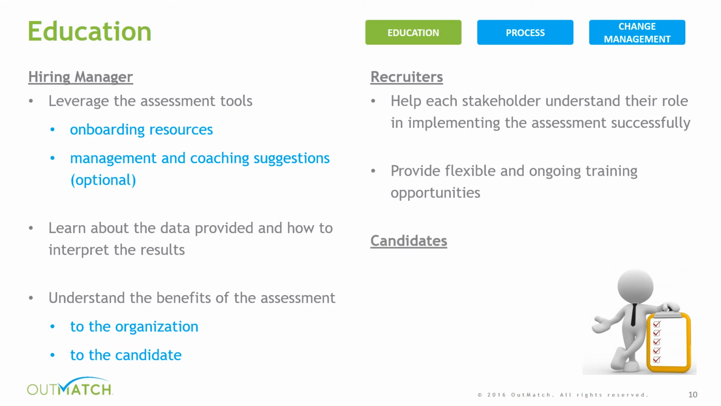Finally, for candidates, education means setting expectations and explaining benefits early in the process. While we touched on some of these as they relate to the hiring manager, for candidates, assessments will reduce their time to hire as well, ensure a consistent and fair process, provide a chance to learn about the company culture, job, and work environment, and overall streamline the hiring process.